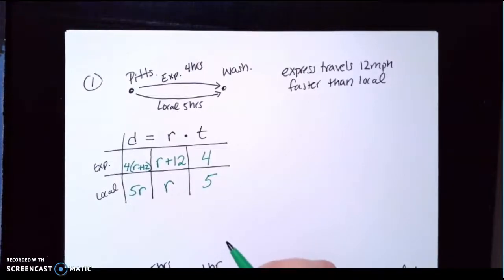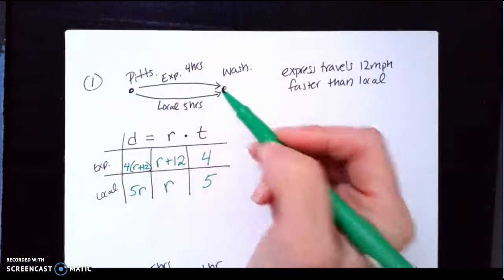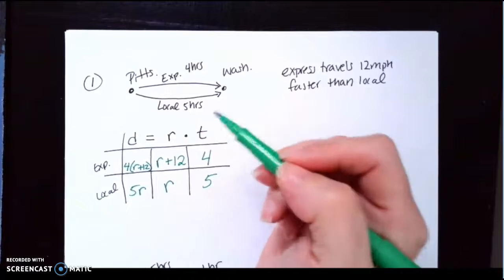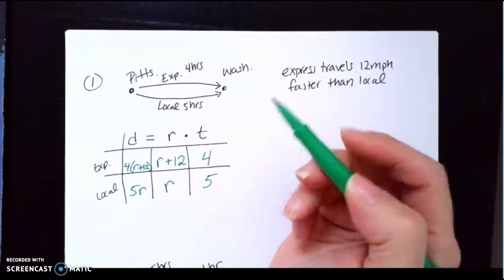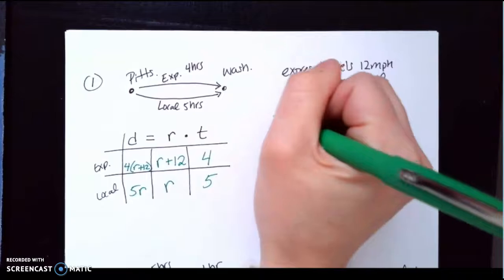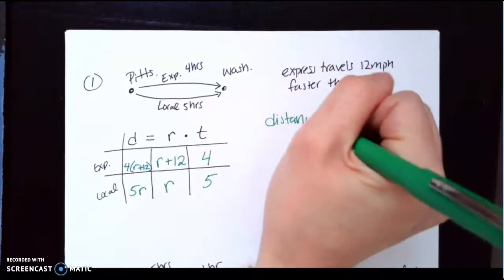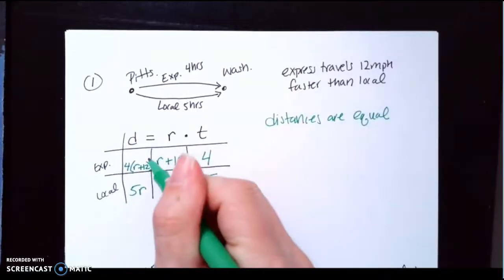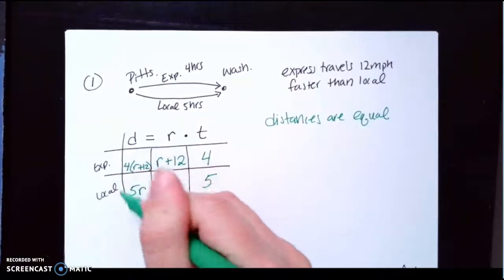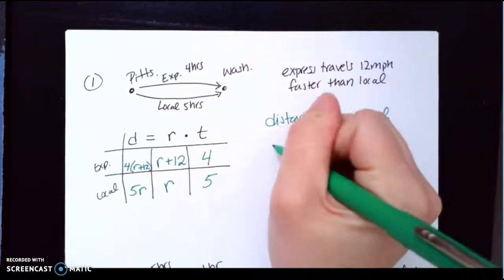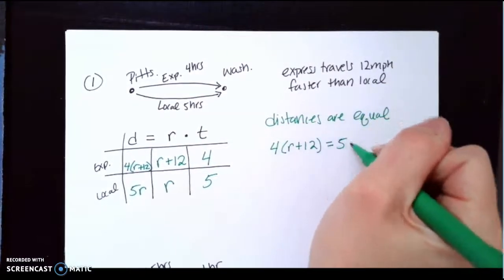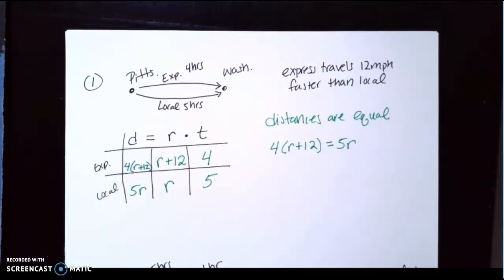Now we need to write an equation. This is where the relationship that the distance each train travels is equal comes in, because we're going from Pittsburgh to Washington. We're on a train, we have the same set of tracks going between the two cities. So the fact that the distances are equal allows us to write our equation. I'm going to take the distance for each train and set them equal to each other. So 4 times (r plus 12) is equal to 5r. And now I can solve this equation.